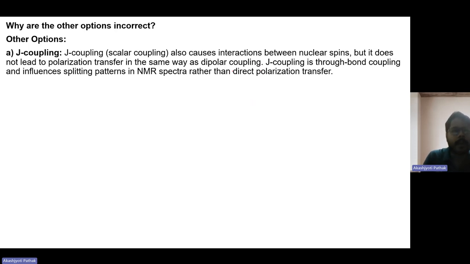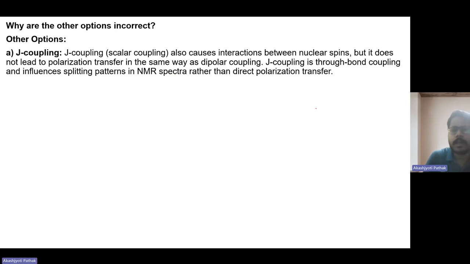So J coupling is through-bond coupling, unlike polarization transfer or NOE, which happens in space and is a spatially dependent process. It is not happening through bond. J coupling is seen when the two nuclei are attached to each other by a covalent bond. There should be some bond between the two nuclei for J coupling to happen, and this influences the splitting patterns in NMR spectra rather than causing direct polarization transfer.